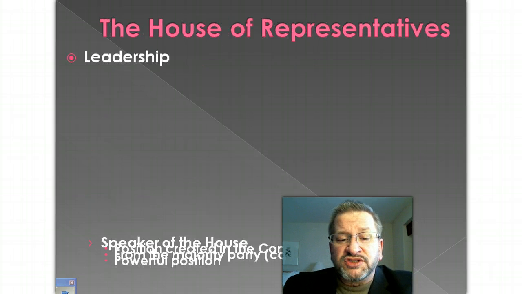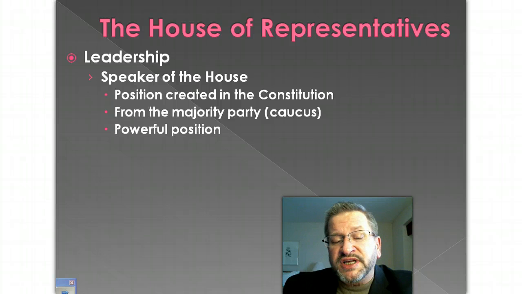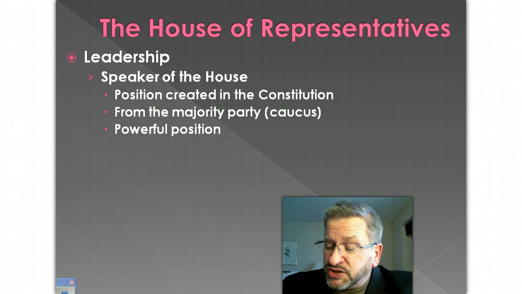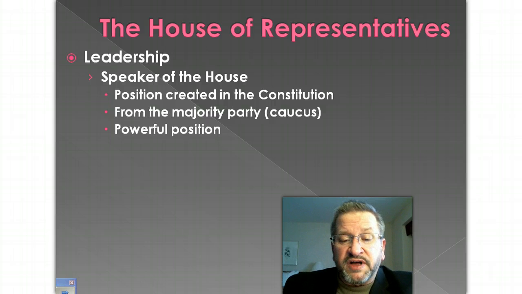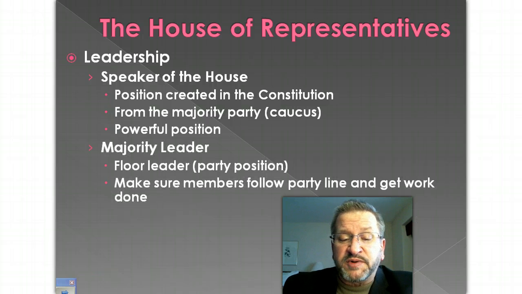So let's go back to the House leadership. In the Constitution, it says that the leader of the House of Representatives is the Speaker of the House, and it comes from the majority party. So whoever's in charge of the House gets to have the Speaker of the House, and it's a very powerful position. It's third in line to the presidency after the Vice President.